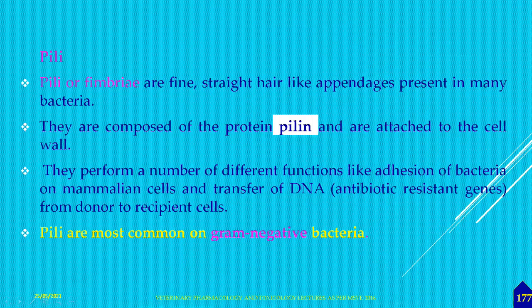And the pili or fimbriae are fine, straight, hair-like appendages present in many bacteria, and they are composed of the protein pilin and are attached to the cell wall. They perform a number of different functions, like the adhesion of bacteria to mammalian cells and transfer of DNA, that is, antimicrobial resistance genes from donor to recipient cells. One important thing is that pili are most common on gram-negative bacteria, whereas gram-positive bacteria lack this, and they are responsible for the spread of antibiotic resistance genes.